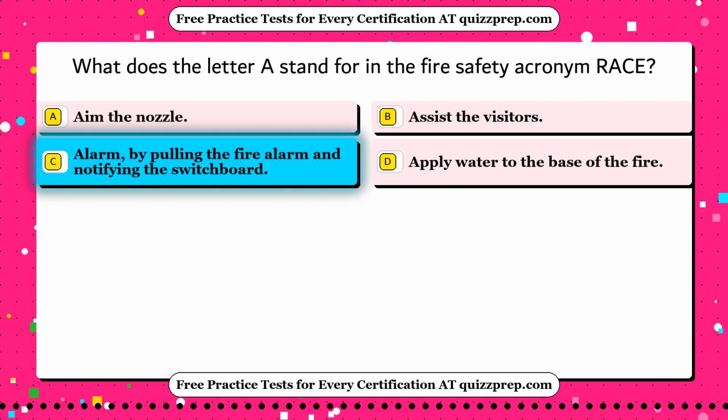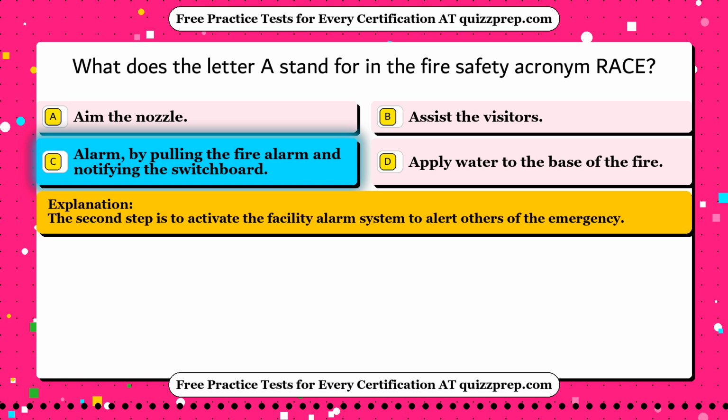The correct answer is option C, alarm, by pulling the fire alarm and notifying the switchboard. The second step is to activate the facility alarm system to alert others of the emergency.